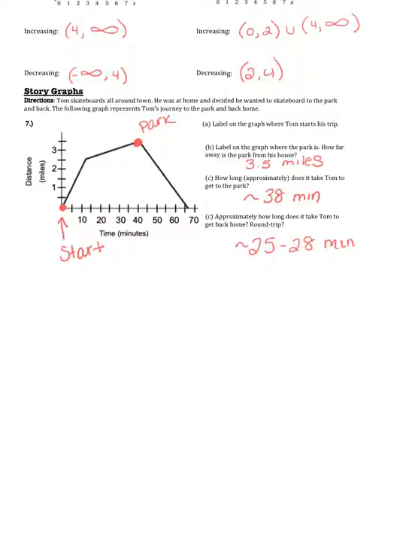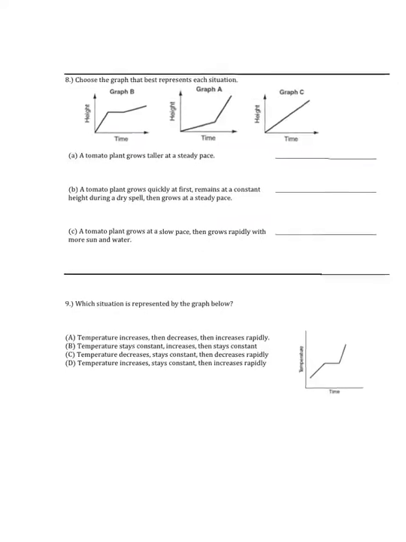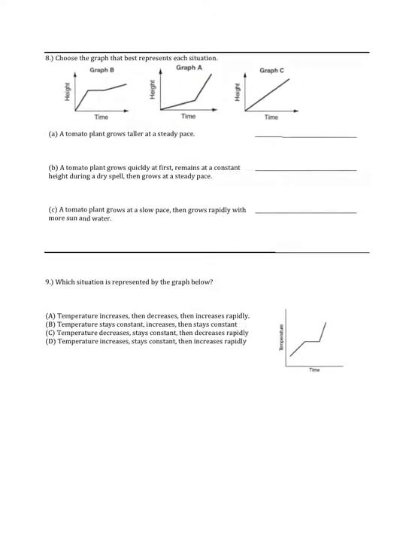So flipping over to our last page of notes for this video, looking at number 8, choose the graph that best describes or represents each situation. So I've got situation A, a tomato plant grows taller at a steady pace. That's all that they're telling me. So I would go with graph C, because over time it is consistently growing.